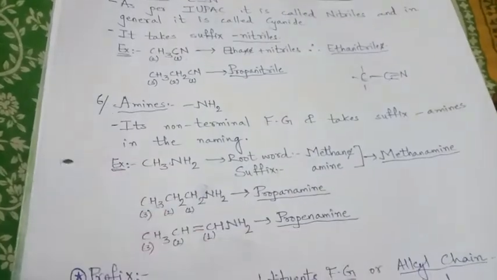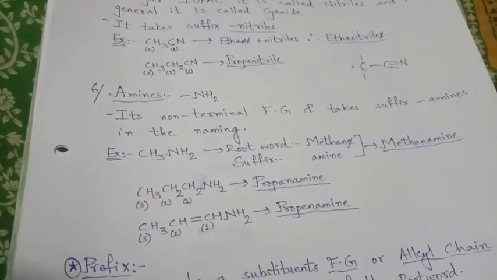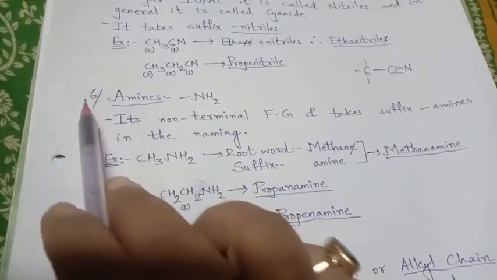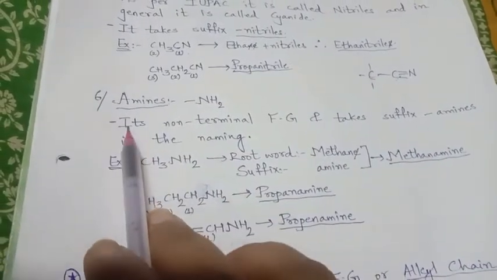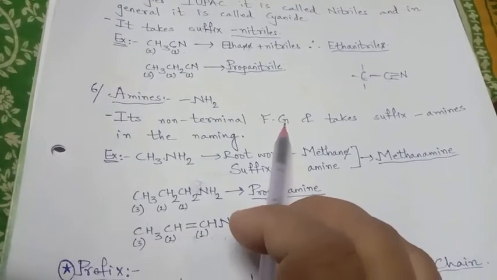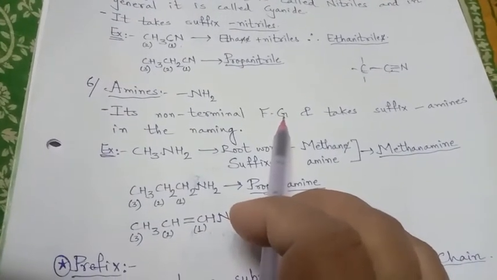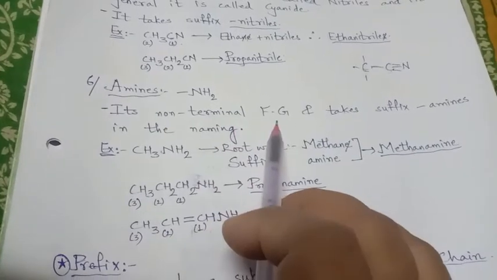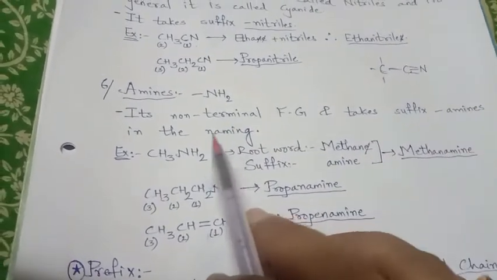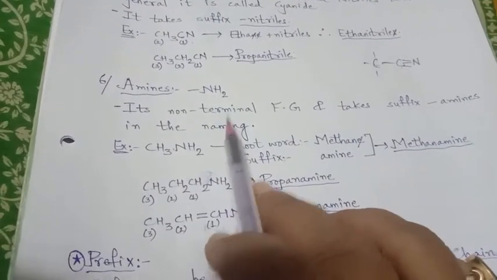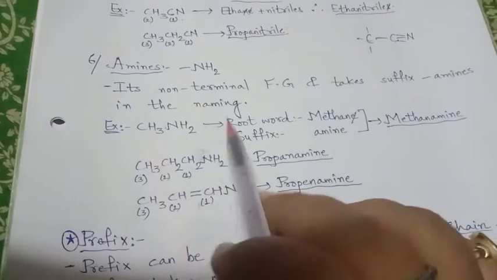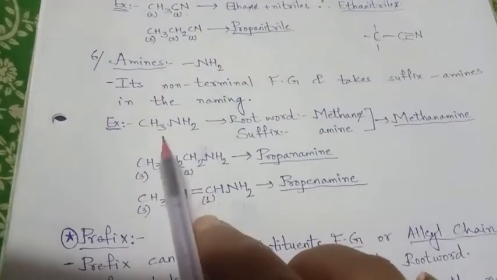The next functional group is amines. So NH2 is linked with the parent chain. It is a non-terminal FG, that is functional group. It is a non-terminal functional group and takes the suffix amine in the naming. Non-terminal means it may be in the middle of the parent chain, or it may be at the terminal position.